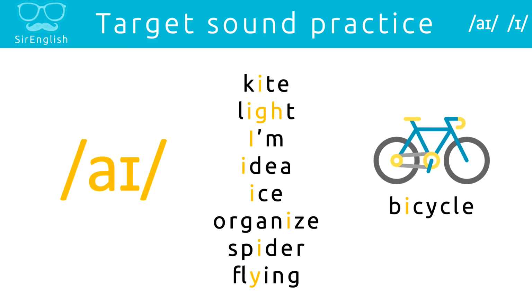Now, let's look at the target sound practice for the first vowel, /aɪ/. Notice the spellings. Often it's I, as in K-I-T-E, kite. IGH is sometimes appearing, for example, light. And Y is sometimes representing this sound. So let's go through this target sound practice. Listen and repeat after me, focusing on the vowel sound.